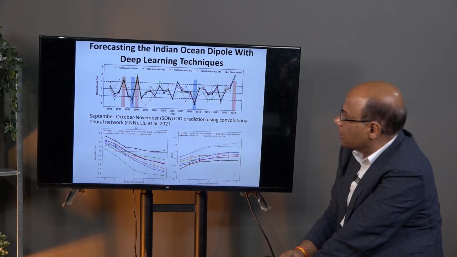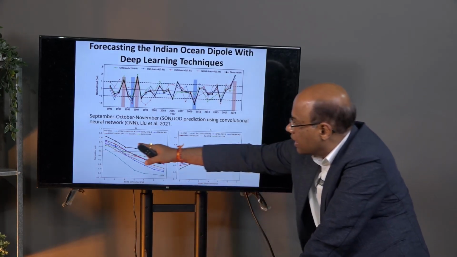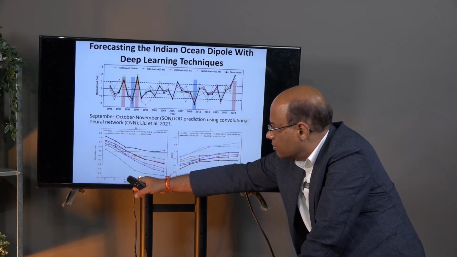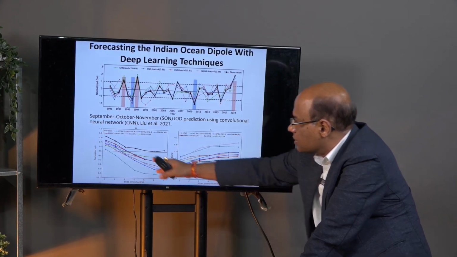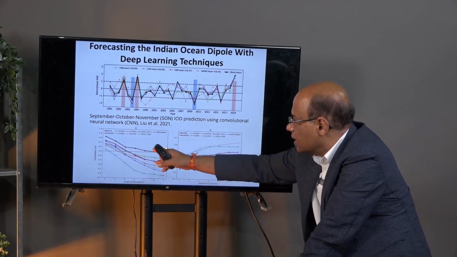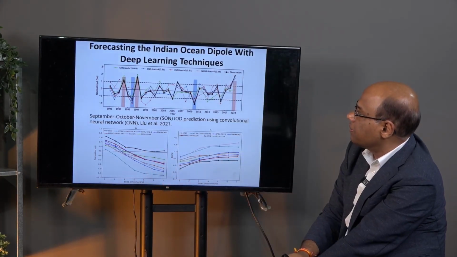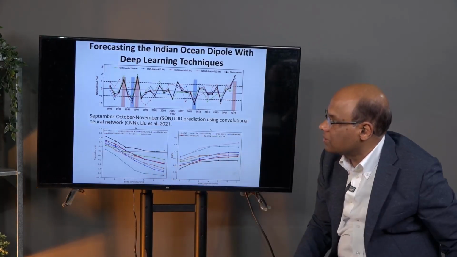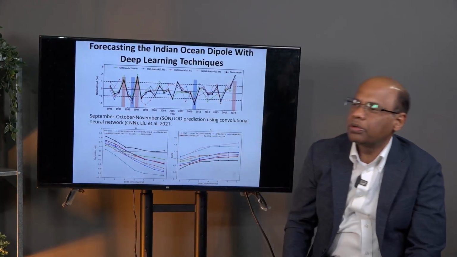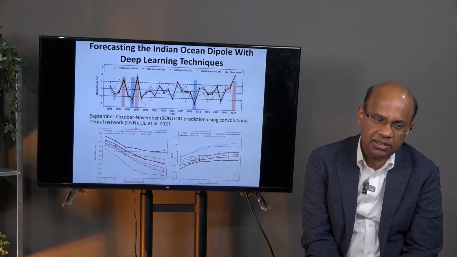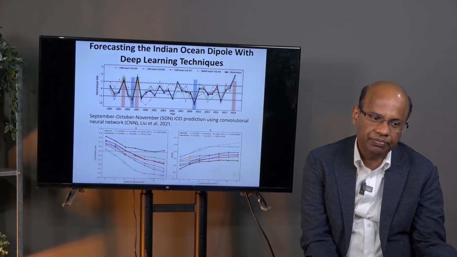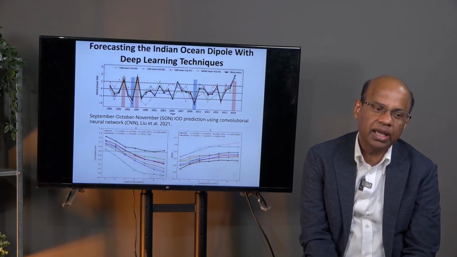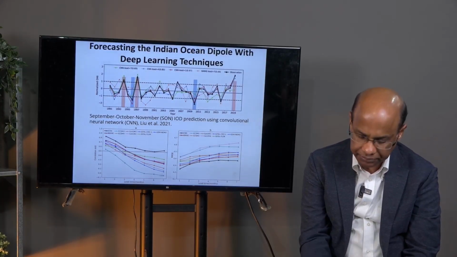Looking at the individual models, you can see that the black line is far above them beyond 3 months lead time. So, at 3 to 7 months lead time, the CNN model was doing far better than any of the dynamical models. This gives us hope that we can improve the Indian Ocean dipole predictions by using ANN, CNN and other AI deep learning techniques.